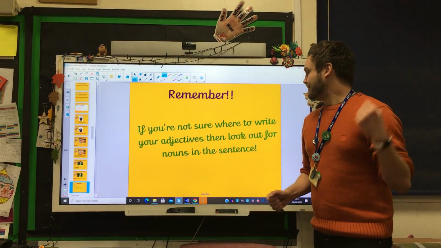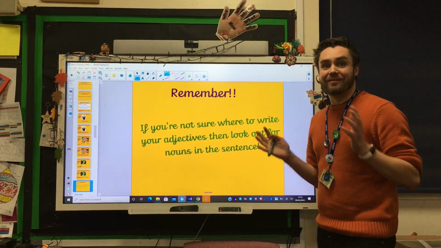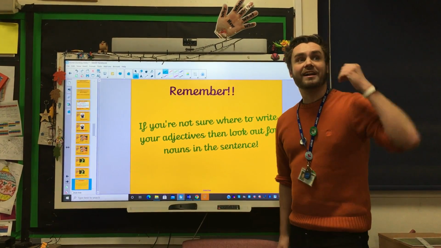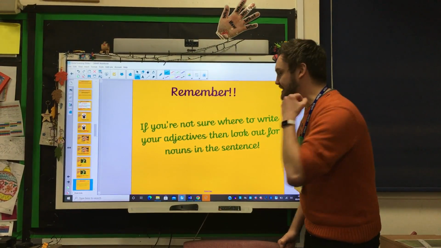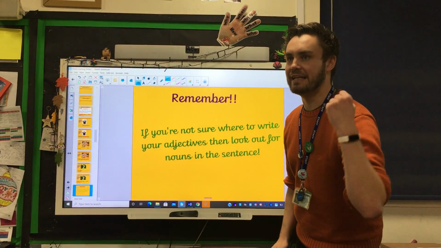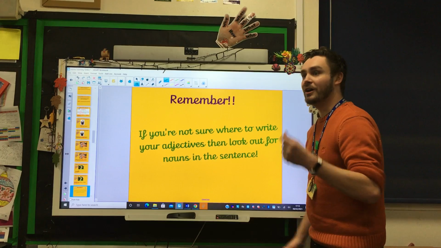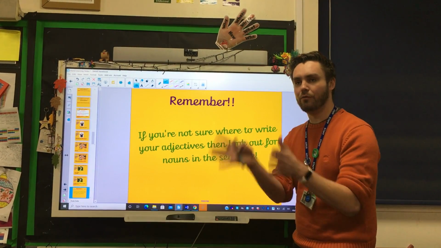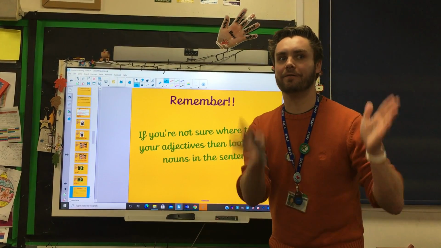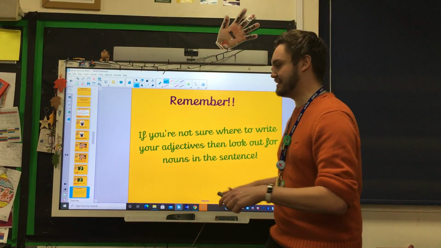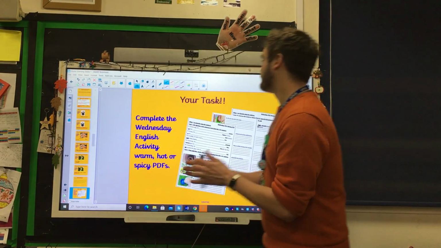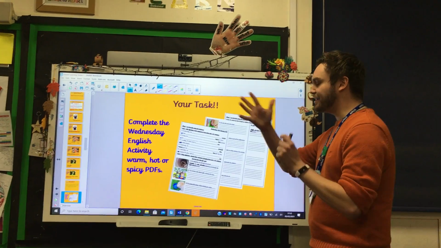Now, if you're not sure where to write your adjective, then look out for the two nouns in the sentence. I can't repeat that enough. Identify the nouns and it will help you place the adjectives. But remember, the noun comes after the adjectives, so always put the adjectives before the noun when you're doing this sentence type, okay? And with that in mind, it's time to complete your task.